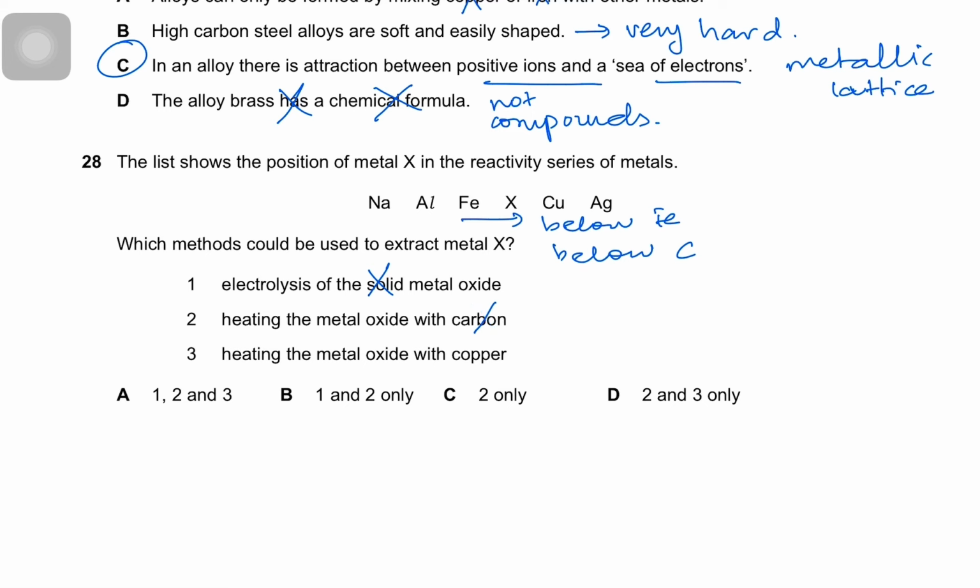I should say carbon can displace it. That is true, because since it is lower than carbon, carbon can displace it. For example, if carbon reacts with X oxide, X would be separated and carbon is going to make carbon dioxide. We can do the balancing later. Heating the metal oxide with copper, no, sorry, because copper is lower. Since copper is lower than metal X, copper will not displace metal X. So only statement 2 makes sense, which is option C.